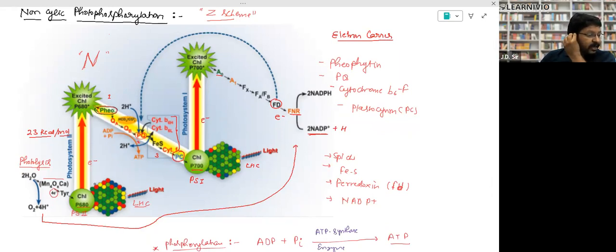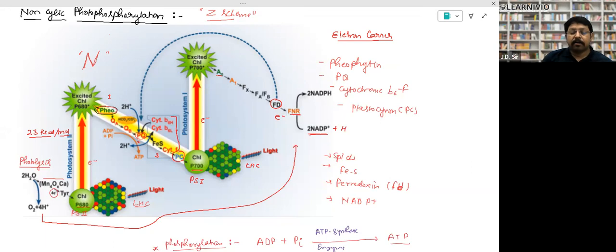Look here. Photolysis of water is taking place. P680, that is PS2. Why is this PS2? In the reaction sequence, this is the first member. But why is it PS2? Because it was discovered later. The first photosystem discovered was P700. That's why we call it PS1. Get the logic, right? Then after that, PS2 was discovered, that is called P680.